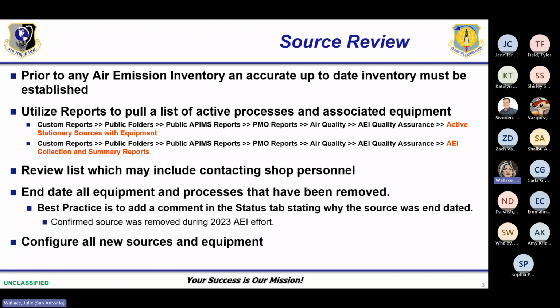The first one is called the Active Stationary Sources with Equipment. So that's just a basic report. And then there's another one that's called AEI Collection and Summary Reports. So I'm going to go into APIMS real quick and show you where these are.